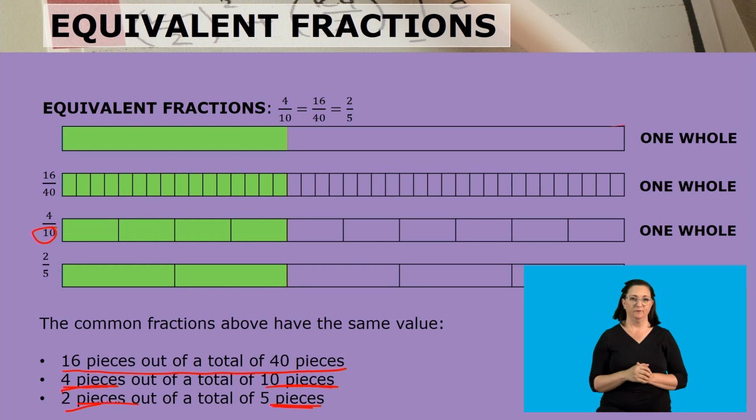But again, that is still not its simplest form. We can go further and take that one whole and split it into 5 pieces. And when I split it into 5 pieces, I am only going to take the 2. So just 2 pieces out of that one whole. But all of these, as you can see, represent exactly the same amount of that whole.